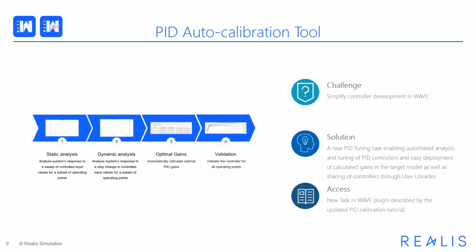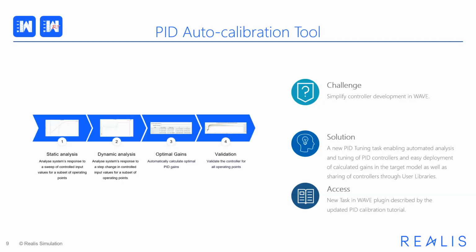Continuing with the theme of simplifying manual workflows, our next feature addresses the challenge of simplification of controller development in WAVE. In the absence of any obvious starting point, such as for example a previous similar model, choosing gains for a PID controller can be challenging and can involve a manual iteration process. This is time-consuming, so in this release we introduce a new workflow in WAVE aiming at automating this process.